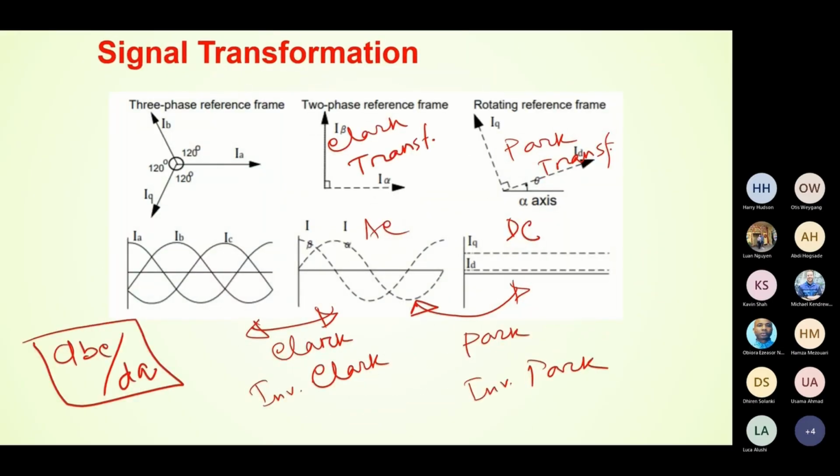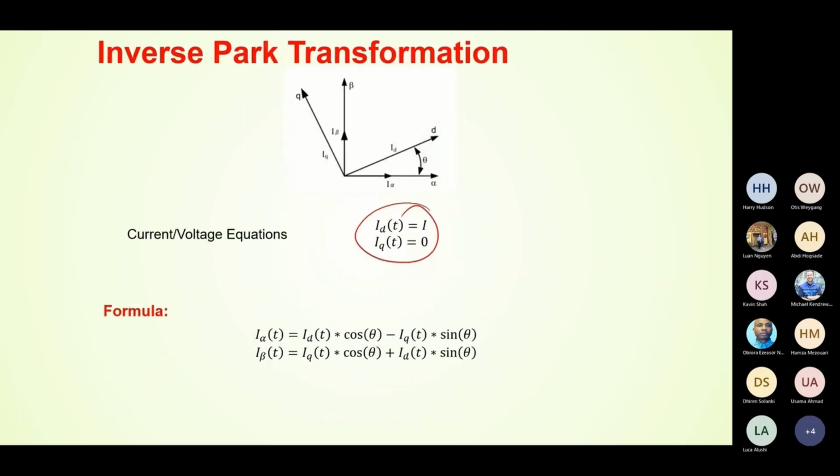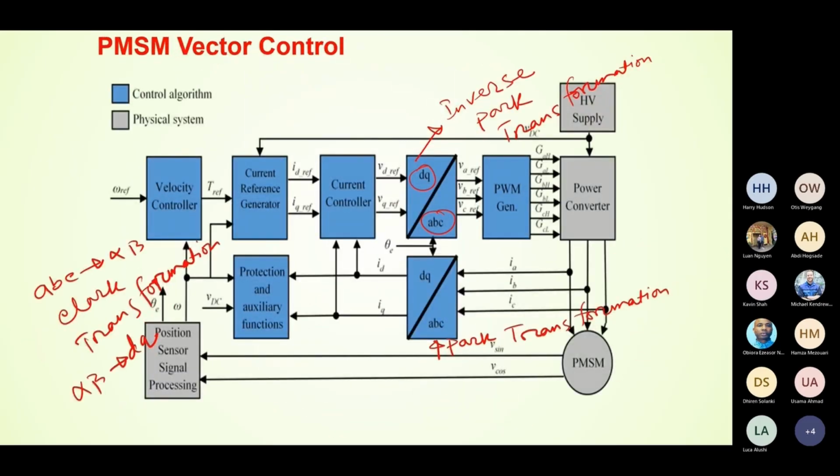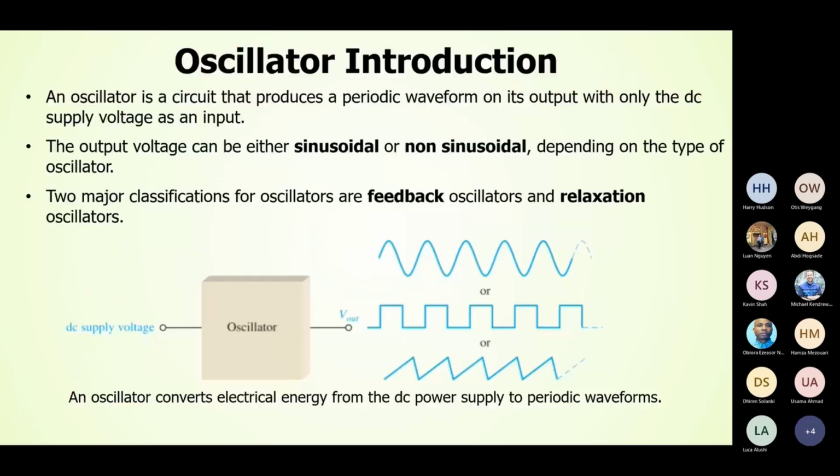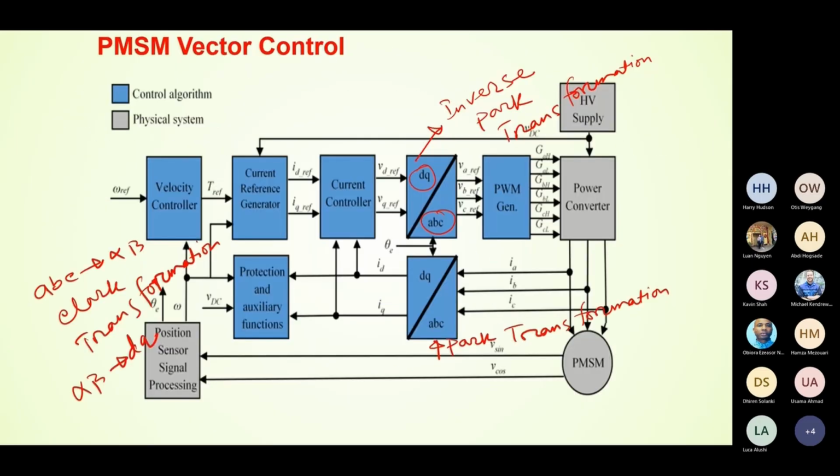So if in the exam you see a question like, what is the importance of Park transformation and Clarke transformation in motor control? You can provide this kind of block diagram and explain that our signals are 3-phase AC signals. Park transformation and Clarke transformation actually help us to convert the AC signal into a DC signal. Then you can provide the relevant equations. So that's another question covered.